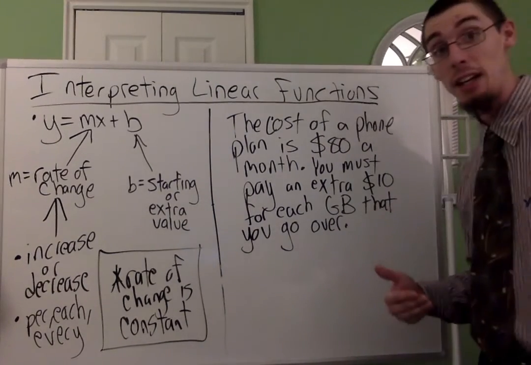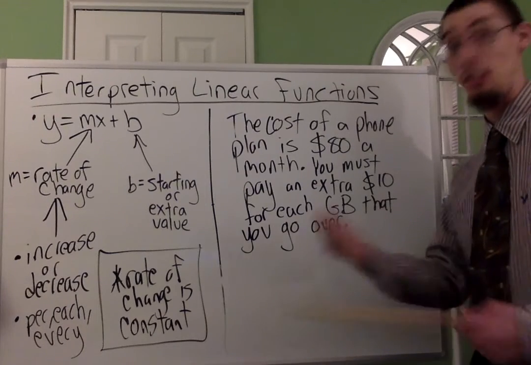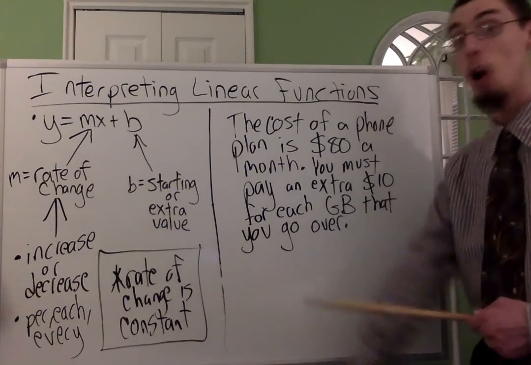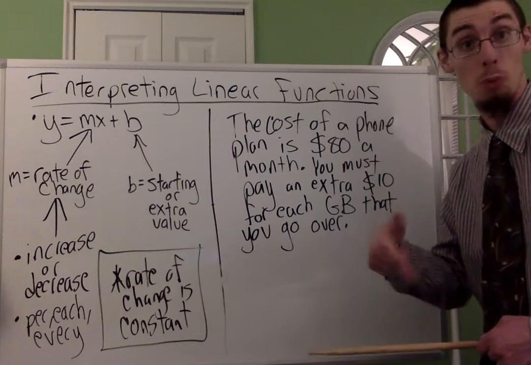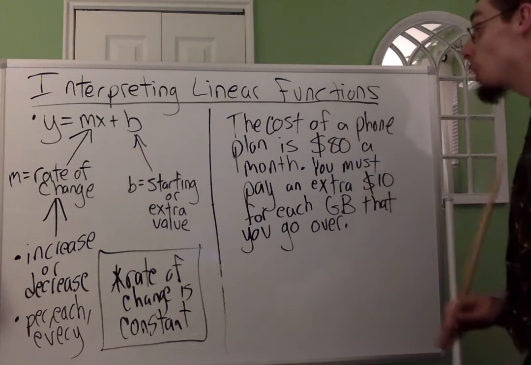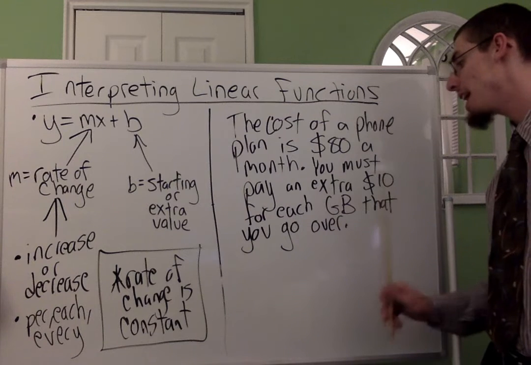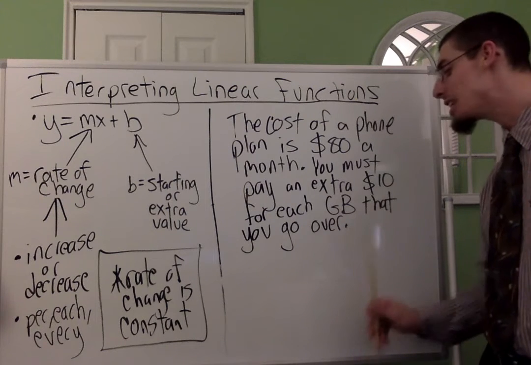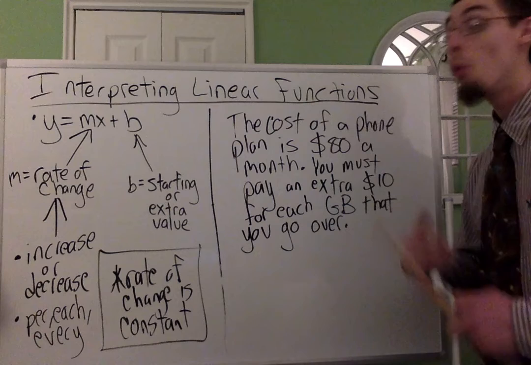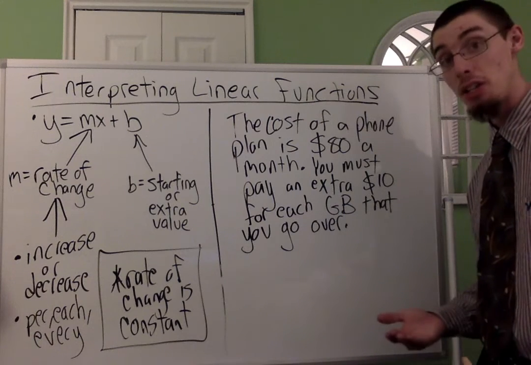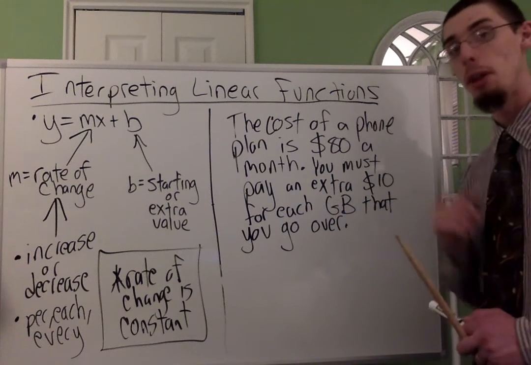Going over your data, you go on the internet, right? Because it doesn't shut your internet off. They'll let you keep going over because they want to charge you more money, right? So the cost of your phone plan is $80 a month, and you must pay an extra $10 for each gigabyte that you go over. We're going to write an equation to show the total cost in a month, right?